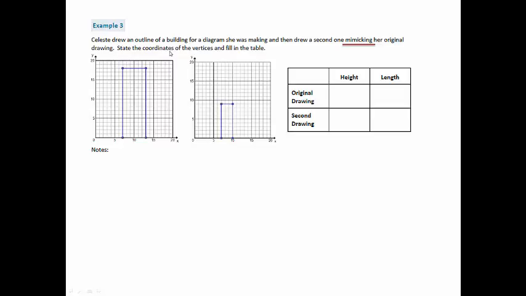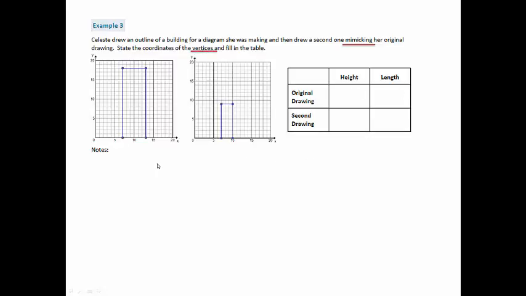First, we're going to state the coordinates of the vertices and fill in the table. So here's our table. We're going to take the original drawing and find the height and length of it. And then we're going to take the second drawing and find the height and length of it, and then we're going to compare them.